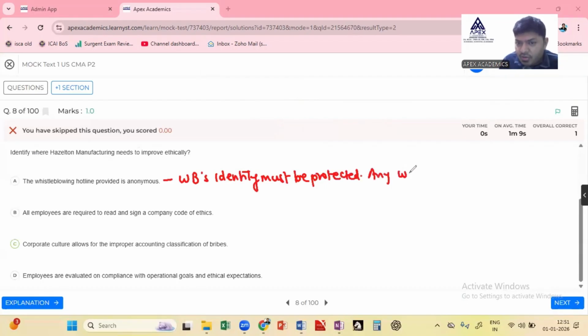Any whistleblower hotline must be anonymous.